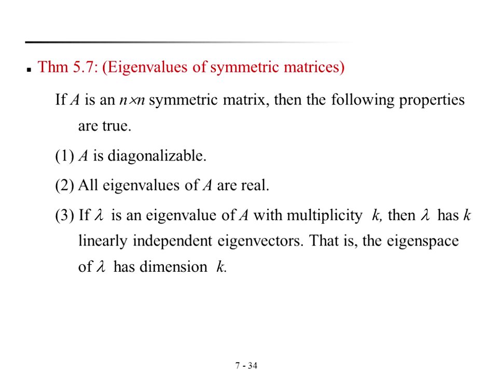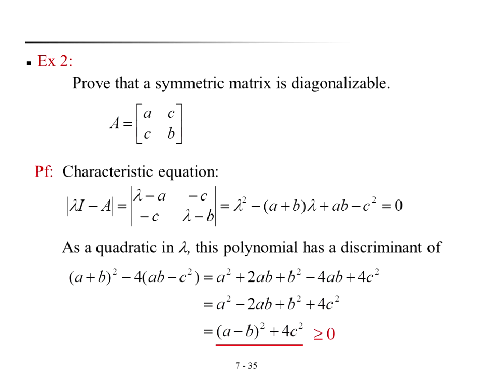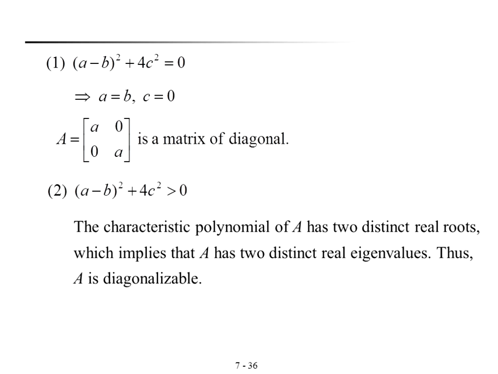Now, eigenvalues of a symmetric matrix. If A is an n by n symmetric matrix, then the following properties are true: A is diagonalizable, and all the eigenvalues are real. There are several properties, and the rest of the proof is in the slides.